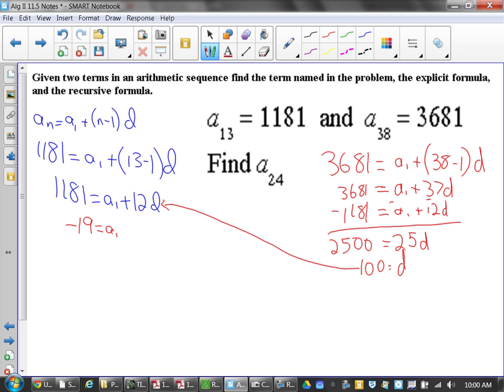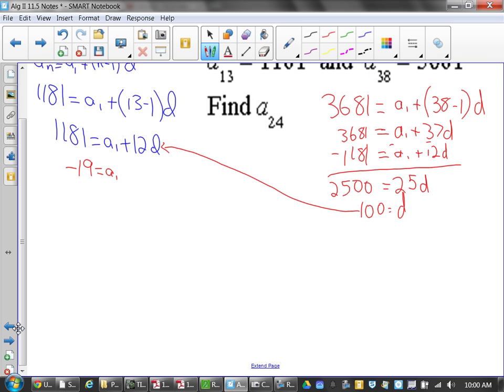So do I have enough information now to write out my explicit rule? Yeah, I've got my explicit rule, which is my generic term. I know that a sub n is my first term plus n minus 1 times my difference of 100. That's the explicit rule, the generic when we put them all together. Distributing and combining like terms, we get a sub n is 100n minus 119. There's your generic rule. We okay on that? Explicit, generic rule.